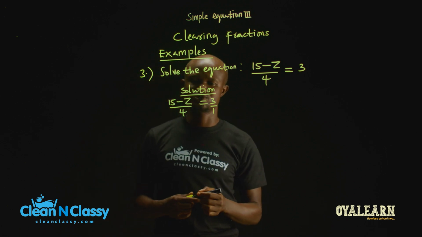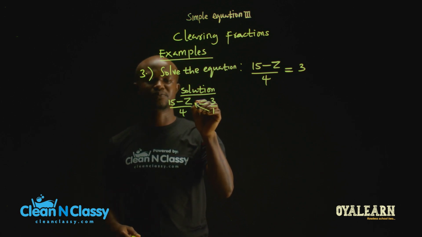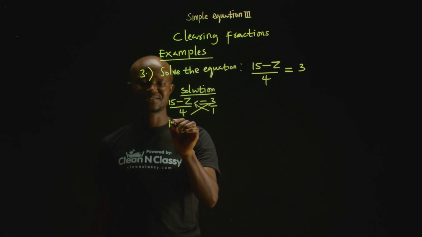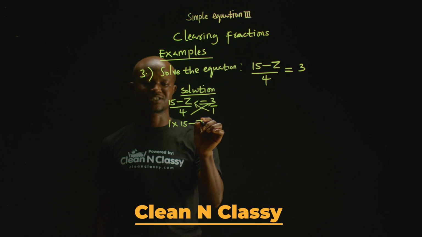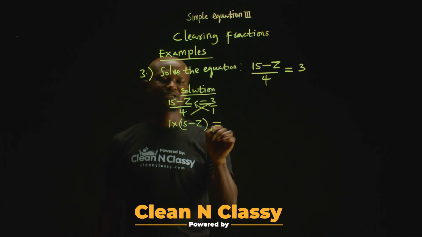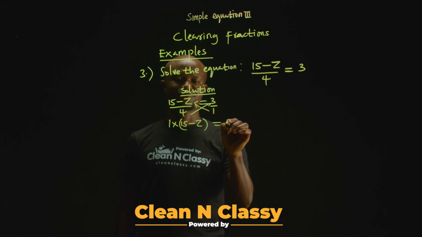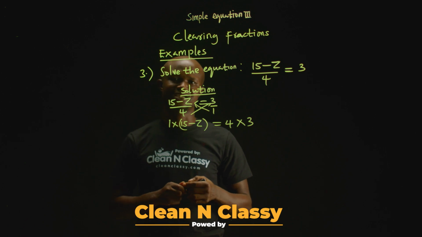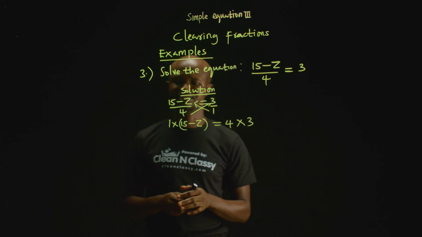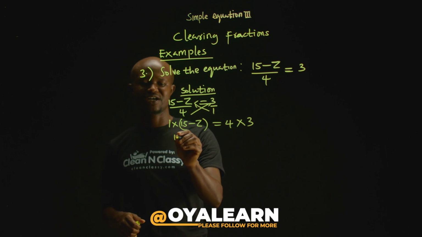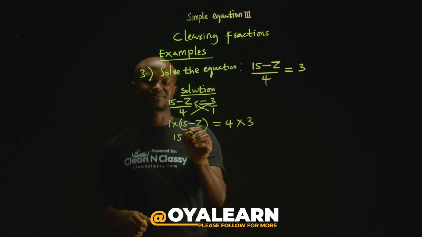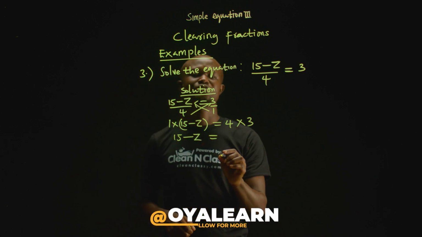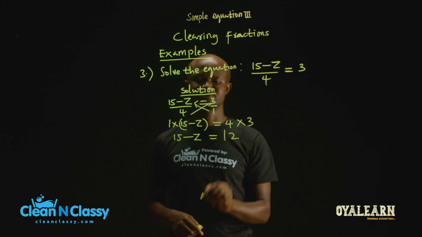So the next thing for us to do is to what? Cross multiply. By cross multiplying, what do we have? We have 1 times 15 minus z equals to what? 4 times 3. By expanding bracket in the left hand side, 1 times 15, we have 15. 1 times minus z, we have minus z, equals to 4 times 3, that's 12.